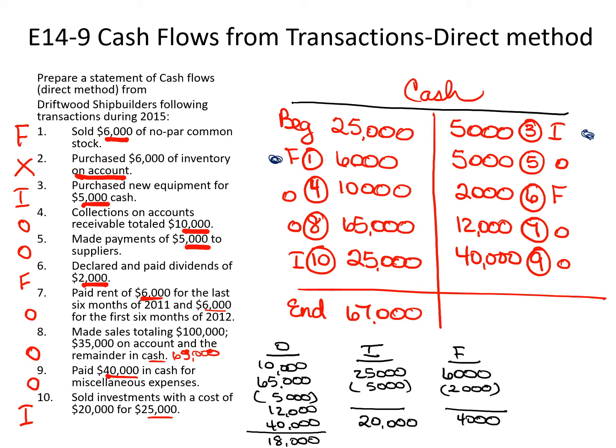Accounts receivable is an operating activity because it's a current asset. Number 5, we made payments to suppliers. That is an account payable.